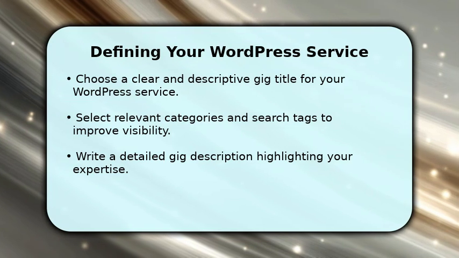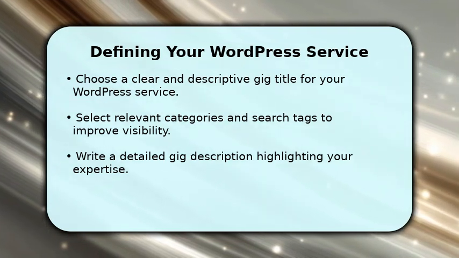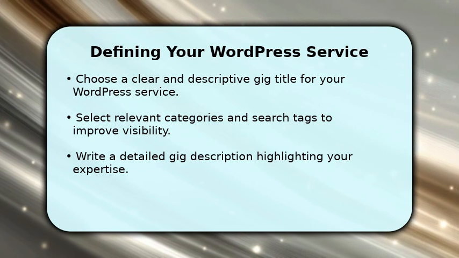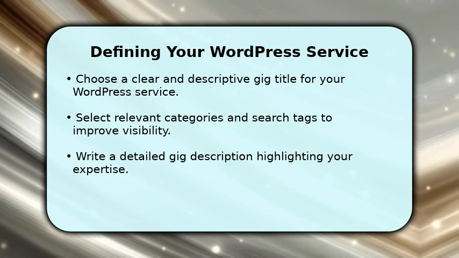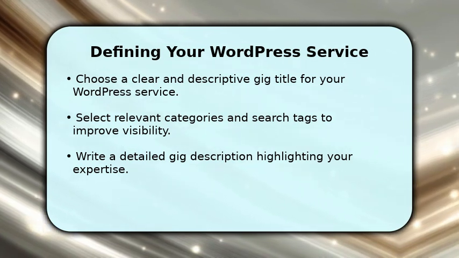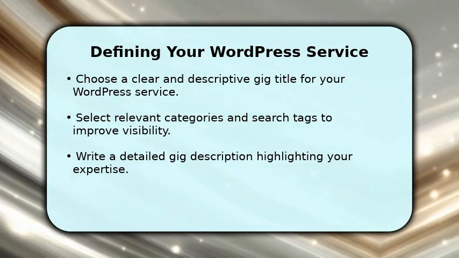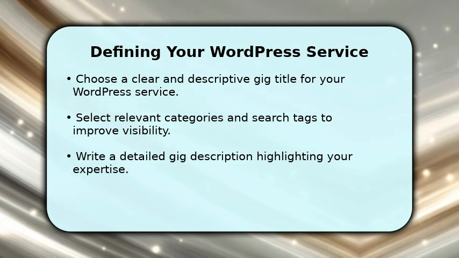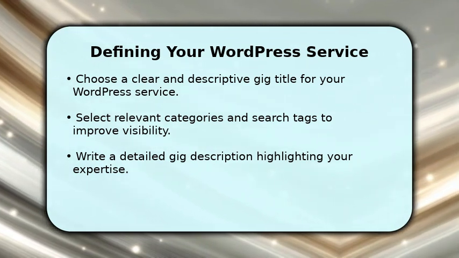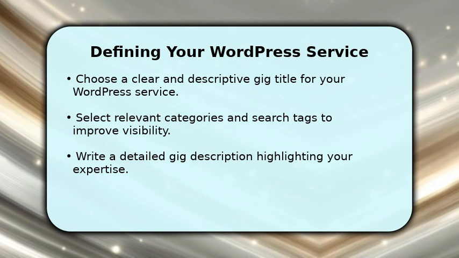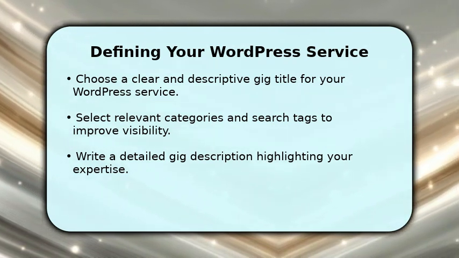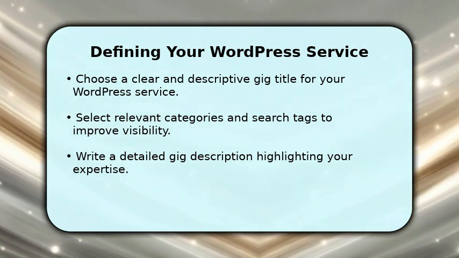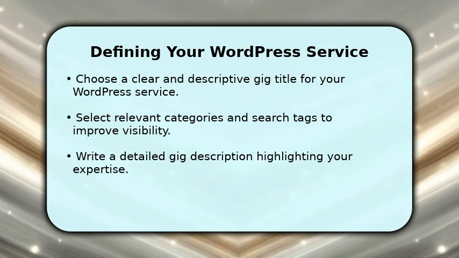Next, focus on crafting the core details of your gig. Select a clear and descriptive title that accurately reflects your WordPress service. Choose relevant categories and search tags to ensure buyers can easily find you. Write a compelling gig description, highlighting your unique skills and what you offer. Finally, define your service packages with specific deliverables, setting clear expectations for your clients. This step is vital for attracting the right audience.